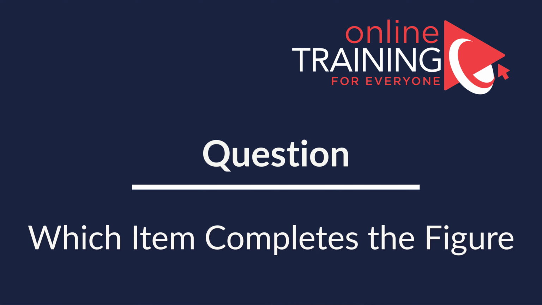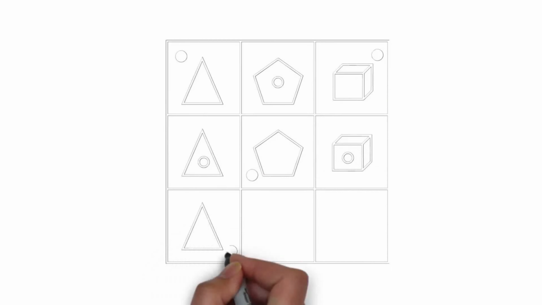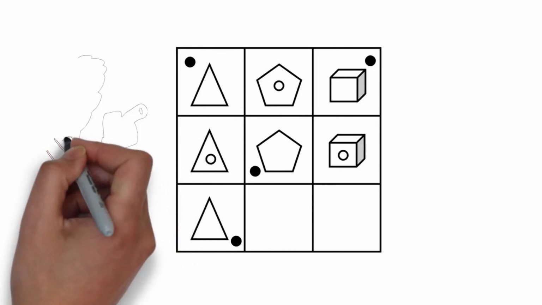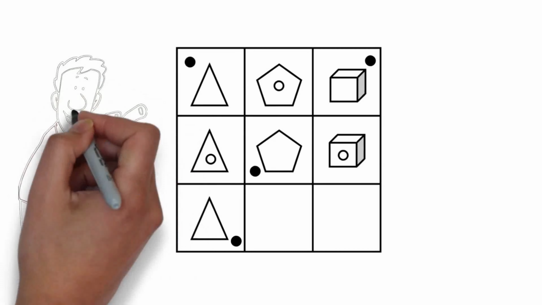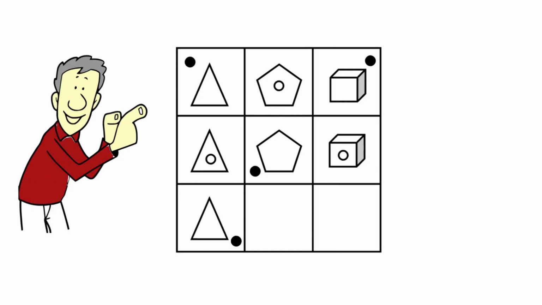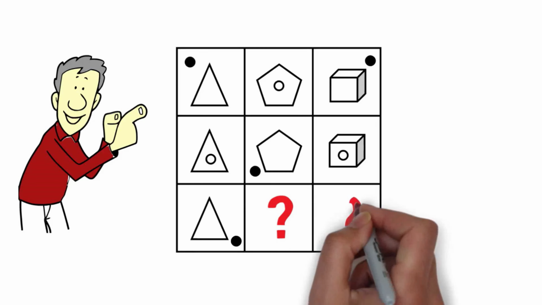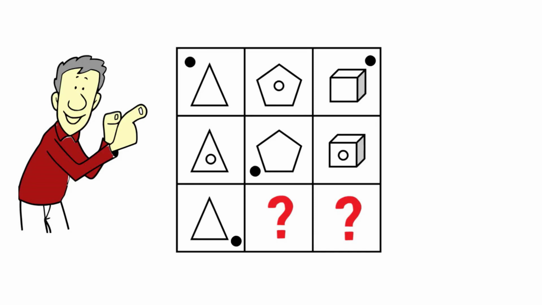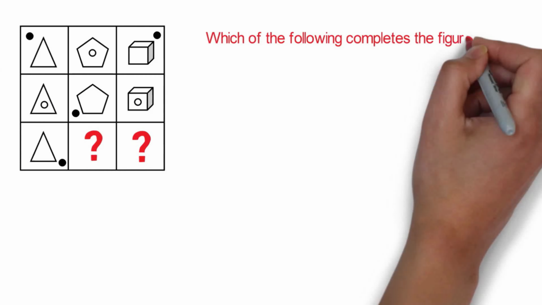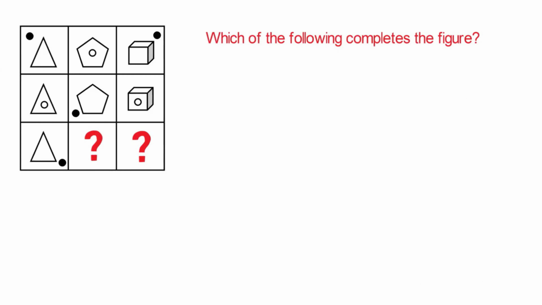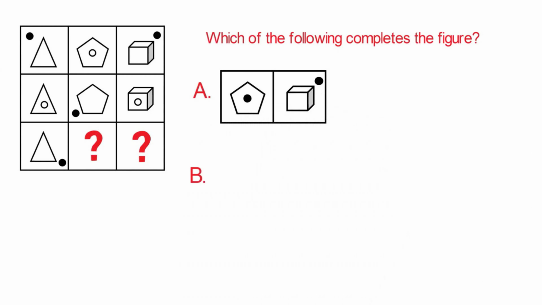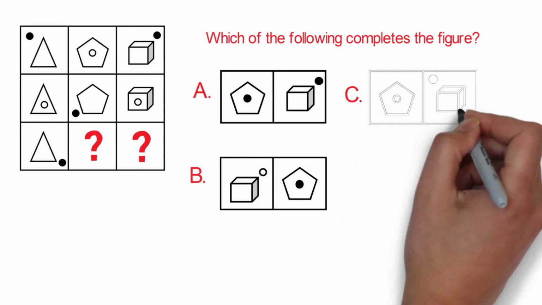There is a very high chance that you will see this type of question on the test. You're presented with a 3x3 matrix. This matrix contains different shapes inside. In our case, the matrix contains triangles, pentagons, and cubes. You have two spaces that are missing the shape, and you need to select from 4 possible choices. Choices A, B, C, and D.